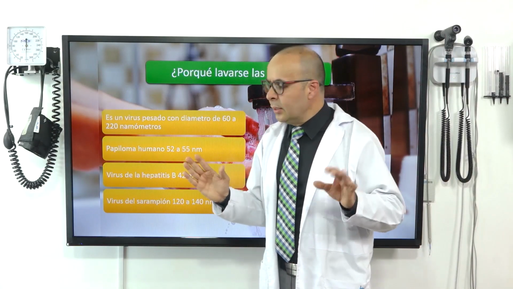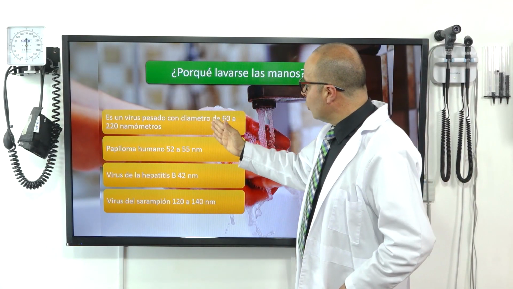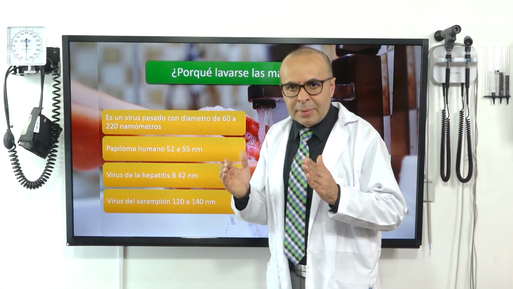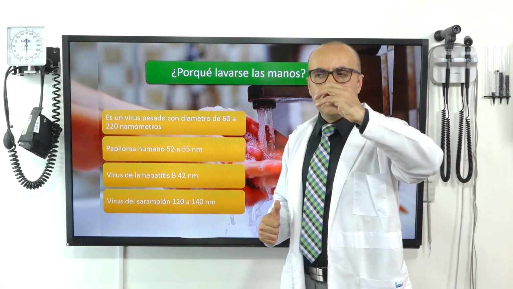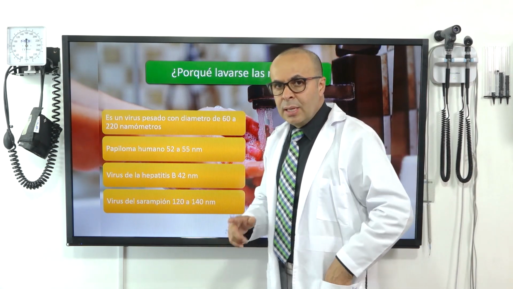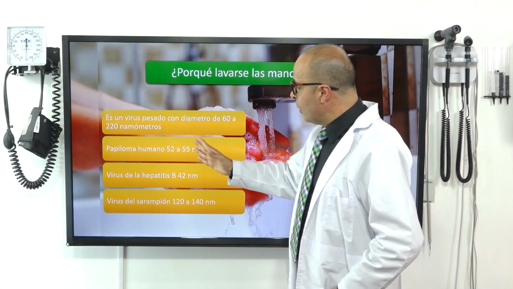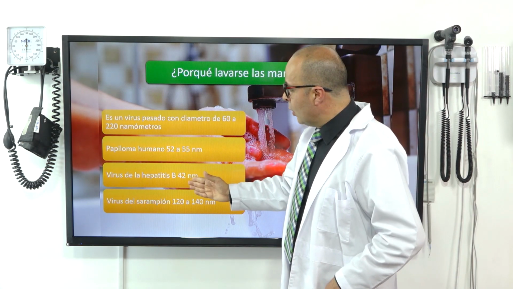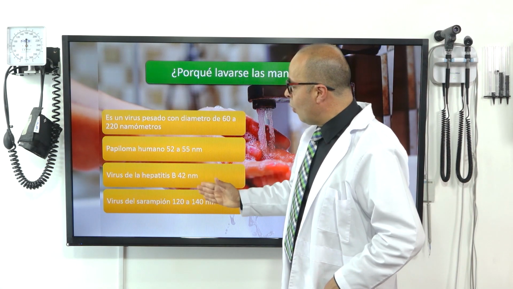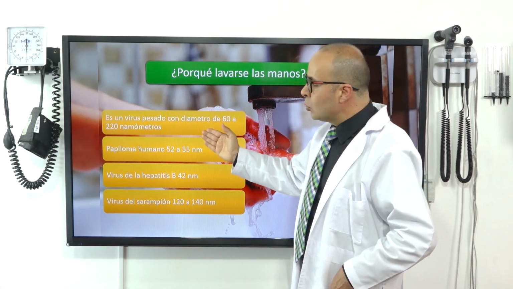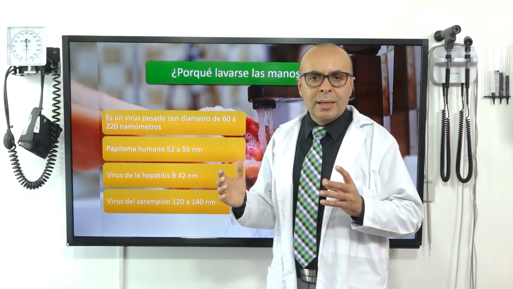The answer is very simple. The virus has a diameter of 60 to 220 nanometers. It's very big and heavy. When a person sneezes, the particles fall to the ground and stay on surfaces. This often doesn't happen with others, like the human papillomavirus, which has a diameter of 52 nanometers. It's small. The hepatitis B virus has a diameter of 42 and measles of 120. This current virus is 2 to 3 times heavier and bigger than others.